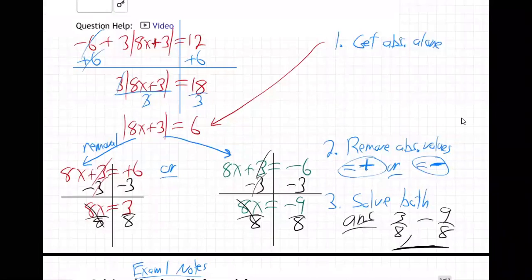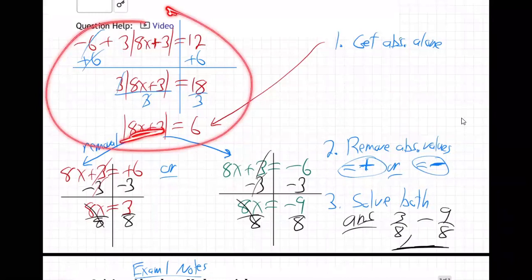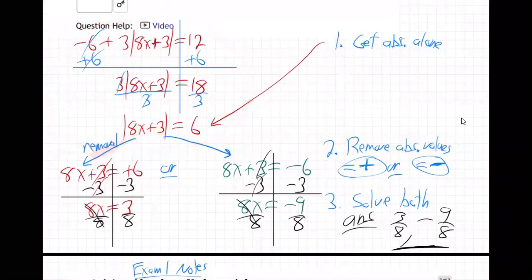So step 1, we got the absolute value alone. That was right here. Had to get it all by itself. And then you remove the absolute value. This was also removal. And when you remove, you have the positive and the negative on the right side. And then we just solve them both, because that's what absolute value means. Positive or negative, the absolute value would work either way.